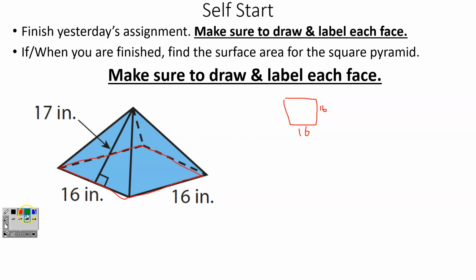Next thing I'm going to do is focus on the sides. If I look at it, all of the sides appear to be a triangle. So we need to draw, it looks like, a total of 4 triangles. 1, 2, 3, and 4. The base of the triangles, when I look at it, the bottom looks like it's 16. The height of those triangles is 17. So I'm going to put those dimensions on each one of my faces.